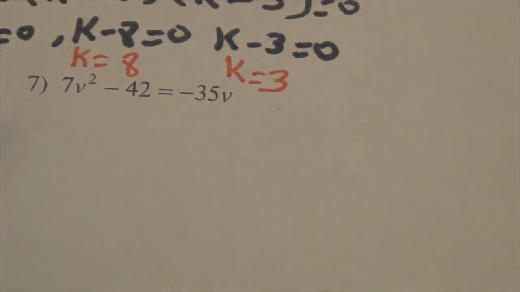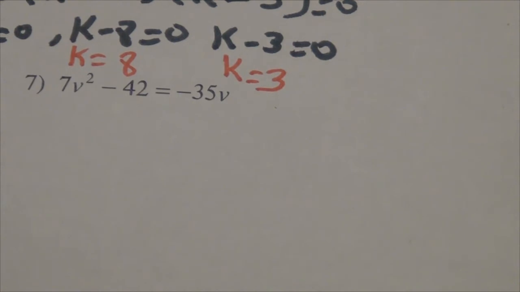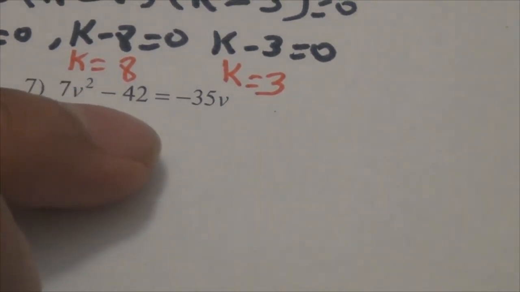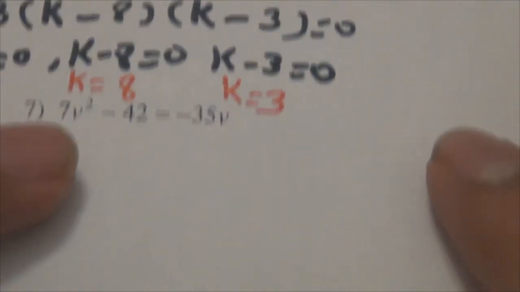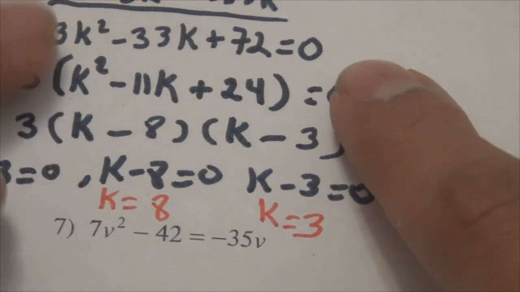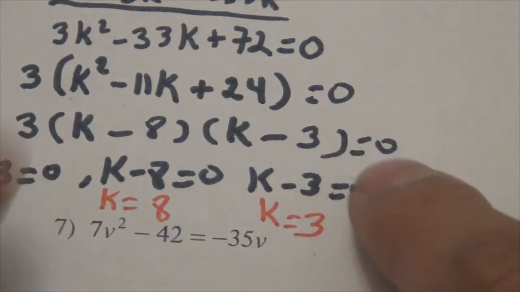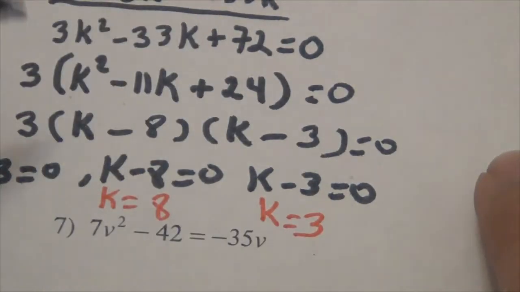7b squared minus 42 equals negative 35b. Is this equation solved for y? No, it's not. So I need to solve this equation for y. And I just made a mistake. You're not solving for y. You're solving for 0. You're making one side equal 0. What I'm trying to say is that when you put this type of equation on the calculator, you replace the 0 with the y.